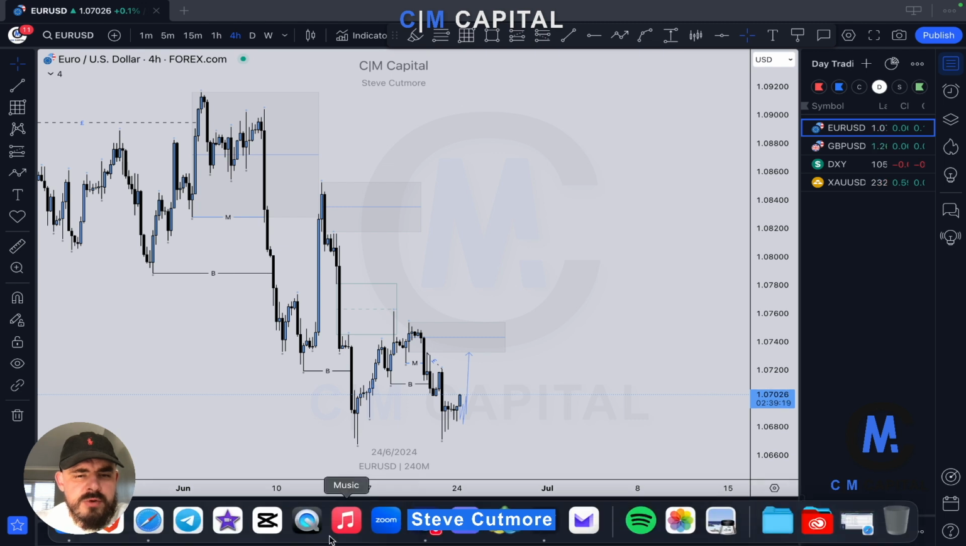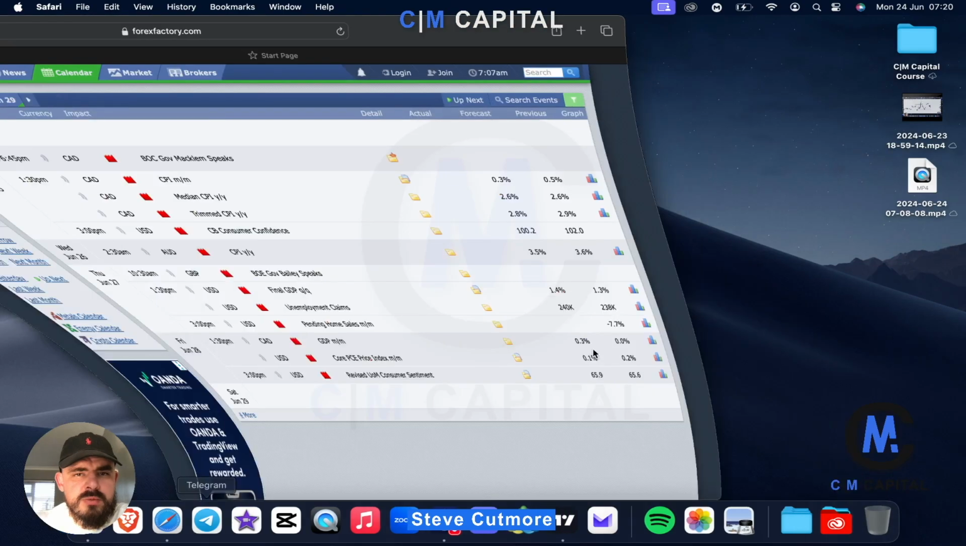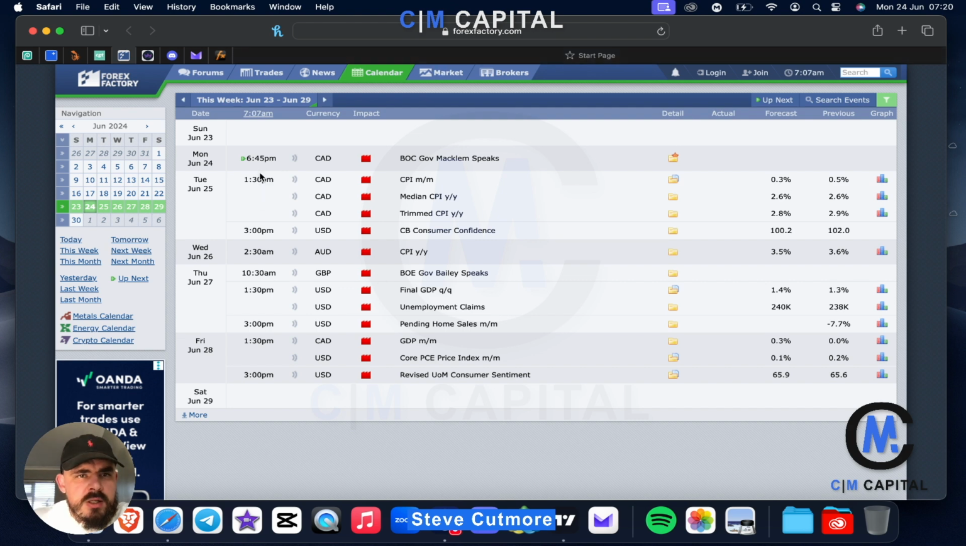News-wise, today we've got CAD, which is tonight, so I won't be trading by then. Tomorrow we have CAD CPI. We have a consumer confidence meeting on US dollar tomorrow. CPI for Aussie dollar. Thursday's a really big day, so we want to be careful there. And then Friday's a pretty big day as well, so we want to be careful there as well. But overall, we're not too bad.